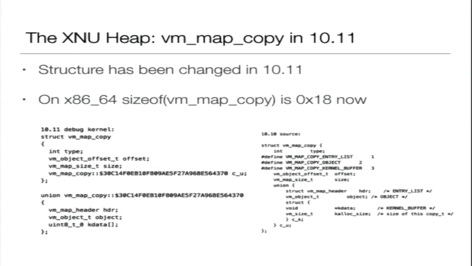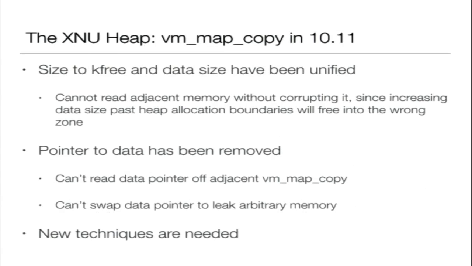Essentially, what they did was to remove the size to free and remove the kdata pointer. So now we just have a structure which contains type, an offset, and size. And we can't do much with this, because if you change the size past heap allocation boundaries, you will cause a wrong free in the wrong zone, and it will corrupt the adjacent allocation. And the pointer to the data has been removed. This prevents us from reading a pointer to the adjacent vm_map_copy by putting two vm_map_copy one after the other. And you can't write into this pointer to leak arbitrary kernel memory. For this, you need new techniques.